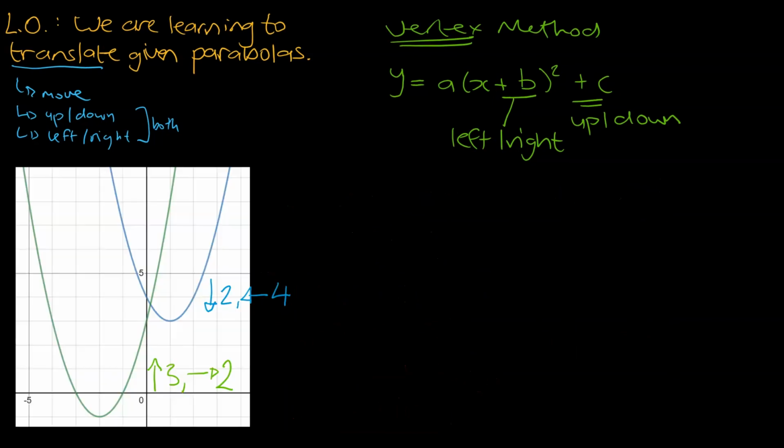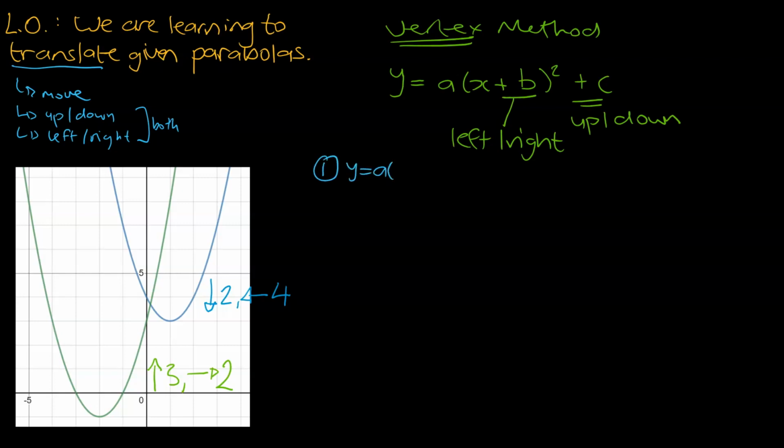Okay, guys, we're back, and on the left, we've got 2 graphs with 2 sets of instructions. And what we're going to do is we're going to find the equation of the translated parabola. So the first step for both of these would be to find the equation of the original graph, and then we're going to move the equation of the original graph to find the equation of the translated. So let's start off with the blue graph.